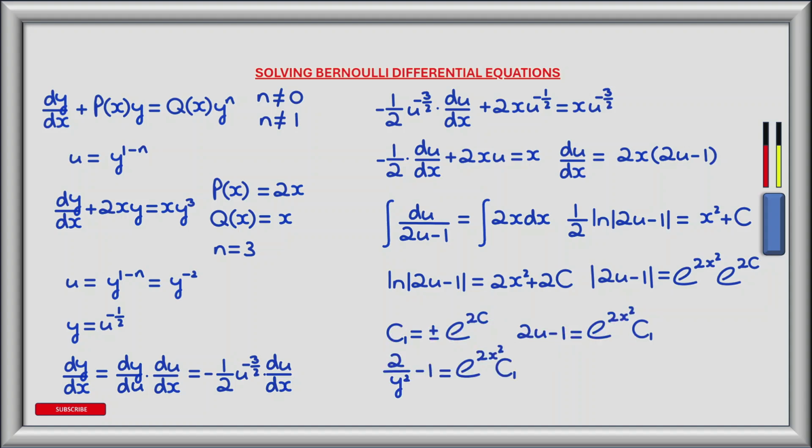And substituting back in for u, where u is equal to y to the power of minus 2, we have 2 divided by y squared minus 1 equals e to the power of 2x squared multiplied by c1. And simplifying this further gives us our final answer, where y squared is equal to 2 divided by e to the power of 2x squared multiplied by c1 plus 1.